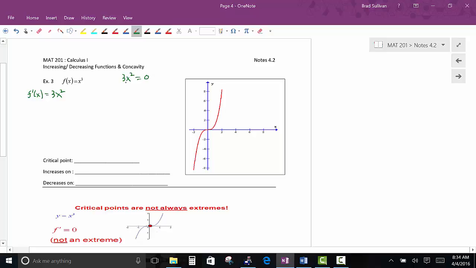Okay, you can do this in your head if you want to. You don't have to go through all these details. That's x squared equals 0. Square root both sides, you get x equals 0. So again, we just get a critical point of x equals 0.